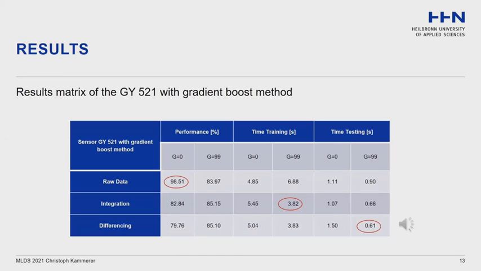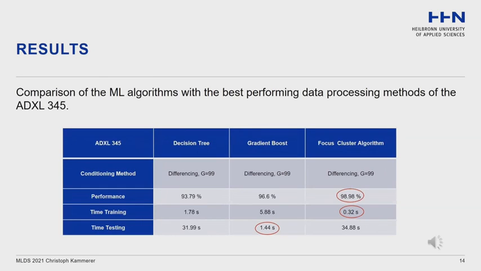On this slide, you see a result matrix for the GY521 voltage sensor with the gradient boost algorithm. The 3 rows show the different conditioning methods, and the columns show the performance and the time needed for training and testing, with or without an additional moving average. As you can see, the highest performance happens with the unconditioned data at 98.51%.